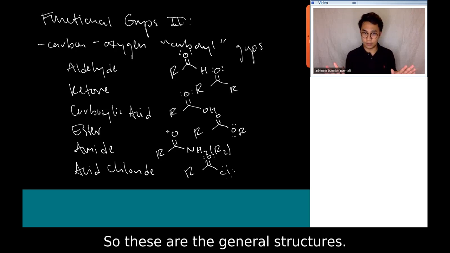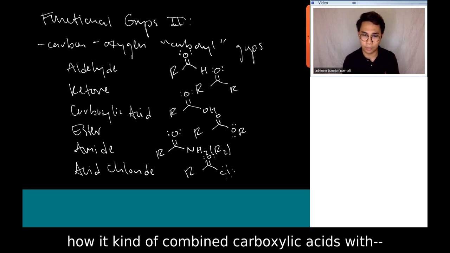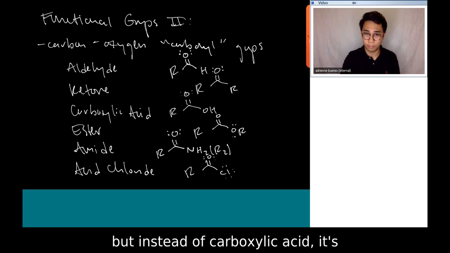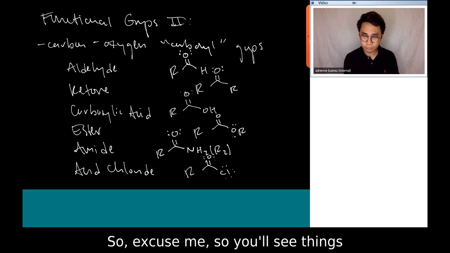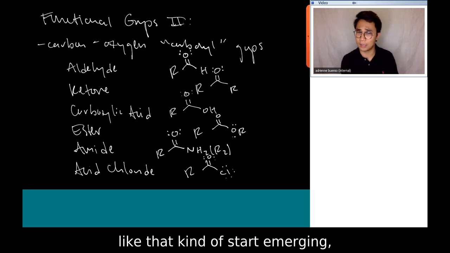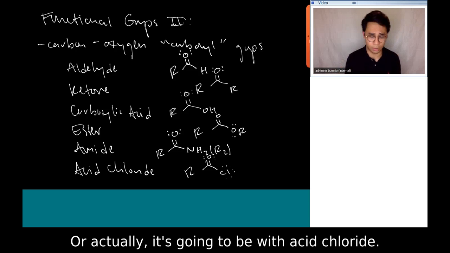Okay, so these are the general structures, right? Acid chlorides, you can kind of see here how it combined carboxylic acids, but instead of the OH, it's a chlorine, so acid chloride. So you'll see things like that start merging, but it's not going to happen a lot, or actually it's going to be with acid chloride.